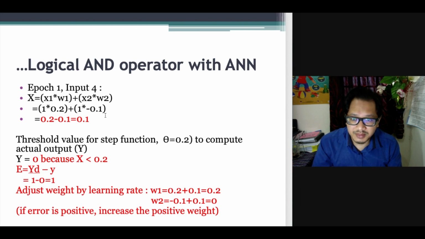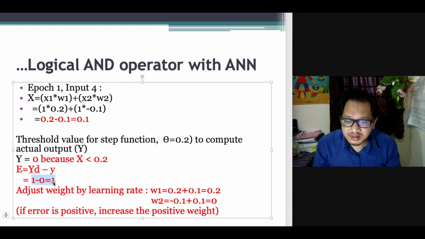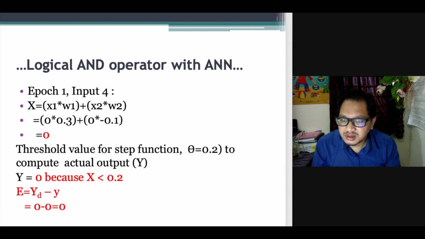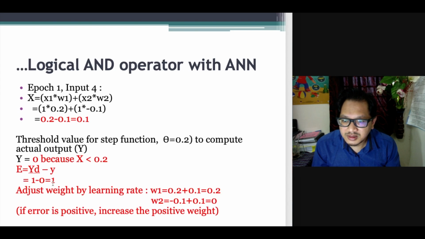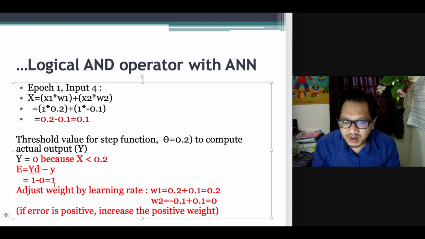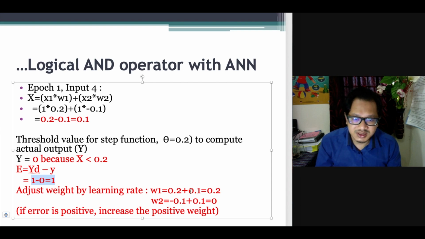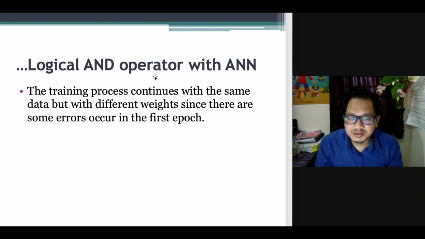Untuk second iteration, kita akan pakai weight yang baru. Okay, untuk input 4, kita pakai 0.2. Kita tengok 0.2 dapat 0.1. And then, lastly, kita dapat 1 pula. Alright. Okay, 1. Okay, betul. Okay, dapat 1. And then, untuk 1 ni, if positive, increase the positive weight. Okay, kalau dia error dia positif pula, kita increase dia positive weight. So bila nak increase kita kena tambah 0.1. Alright. Okay.